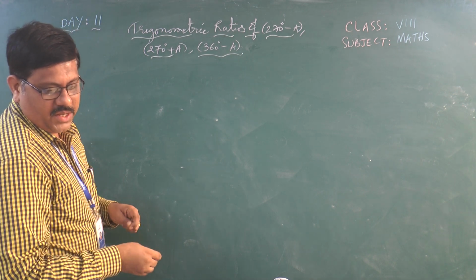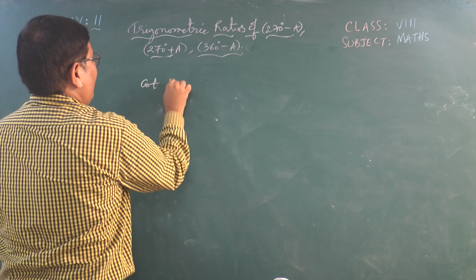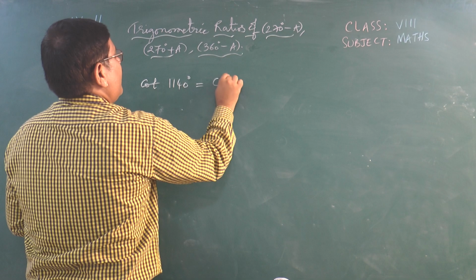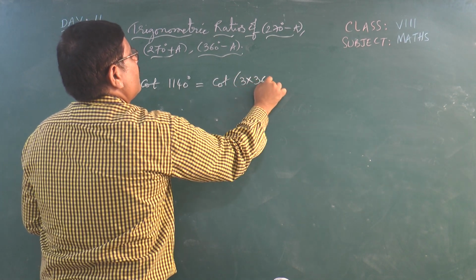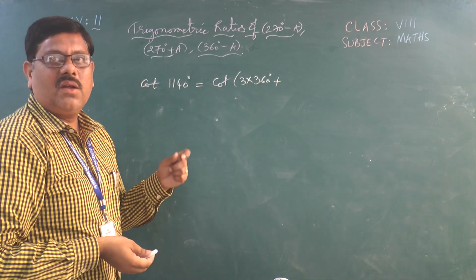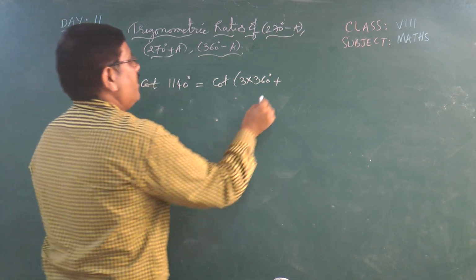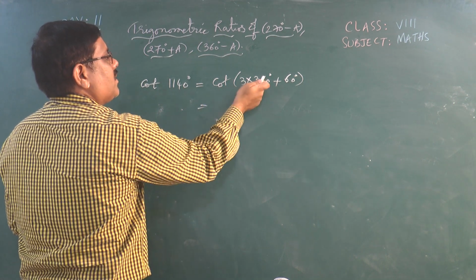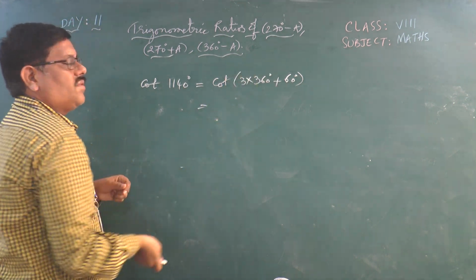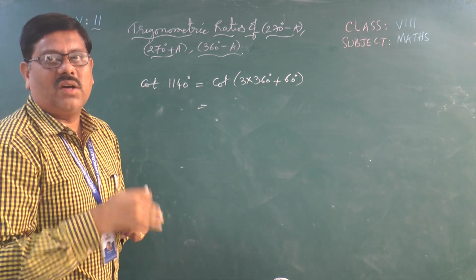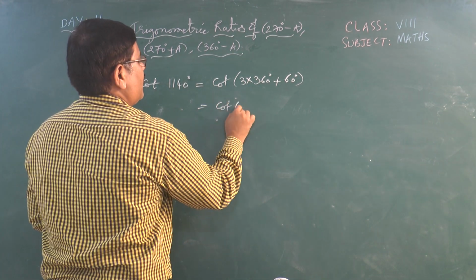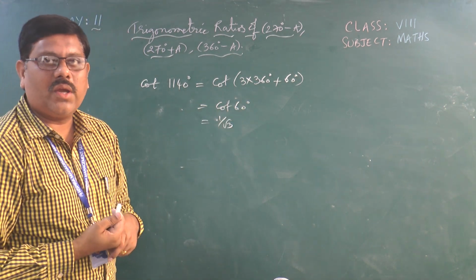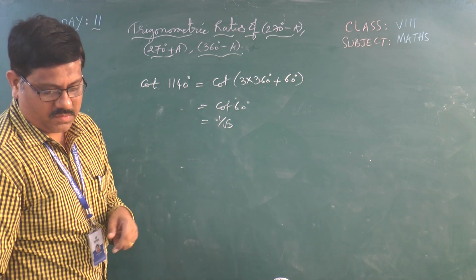Now let us take cot 1140 degrees. If you look at 1140 degrees, it is nearest to 3 times 360. 3 times 360 degrees is nothing but 1080 degrees. So if you add 60, that is going to be 1140 degrees. That is again cot of n times 360 degrees plus theta, where n is an integer, an angle in the first quadrant. So simply it is equivalent to cot 60 degrees. The cot 60 degrees value we already have. It is 1 by root 3. Now we'll move to the next question.